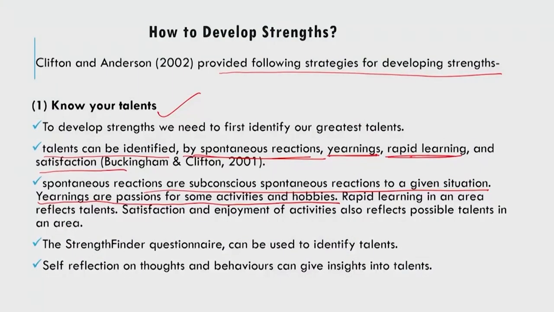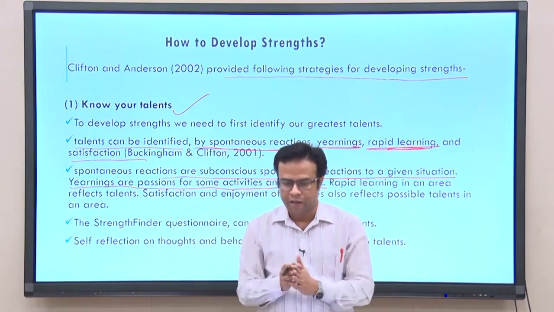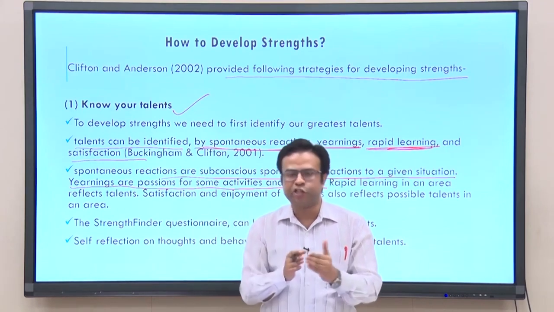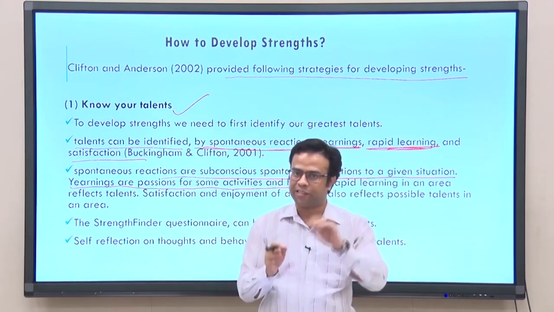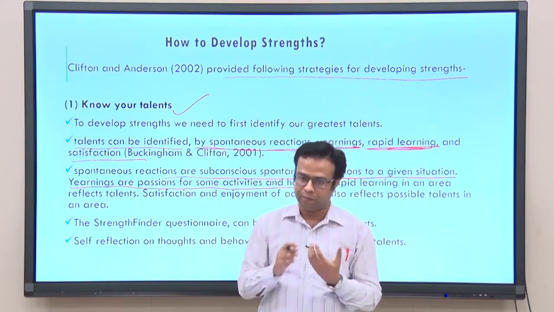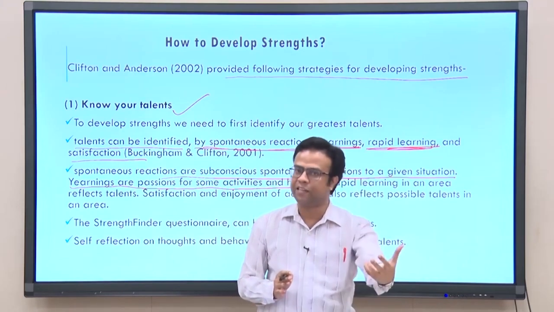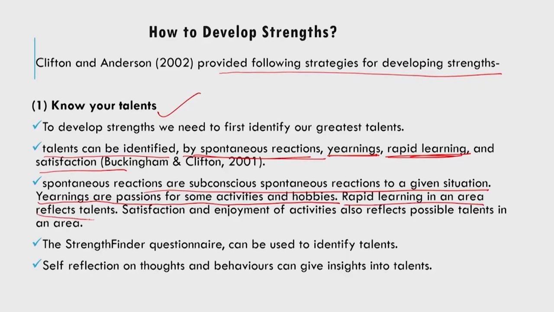Another thing is rapid learning. Sometimes, in certain areas of life, you can find out yourself, I am learning in this particular area very rapidly, I can get things very quickly in this particular area, whatever it is. Let's say you are a student of engineering and you join an engineering program and you can understand all the concepts related to engineering very quickly. So, one thing is very clear: you have a kind of aptitude and talent for understanding engineering concepts because you are learning them very rapidly. So, it shows you have talent in those areas. If you can learn rapidly, it reflects your talents in those areas.